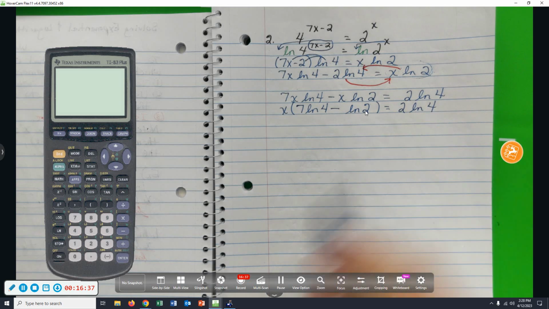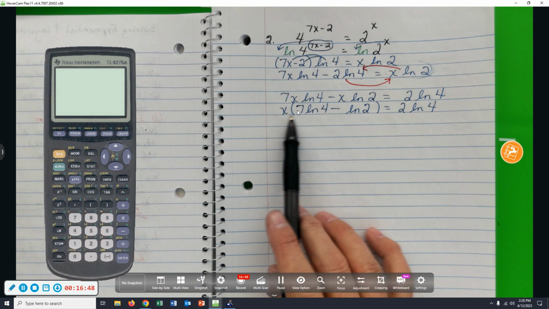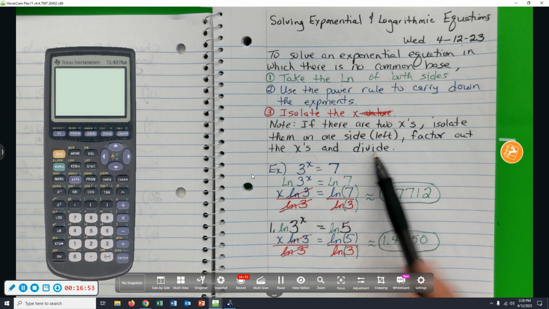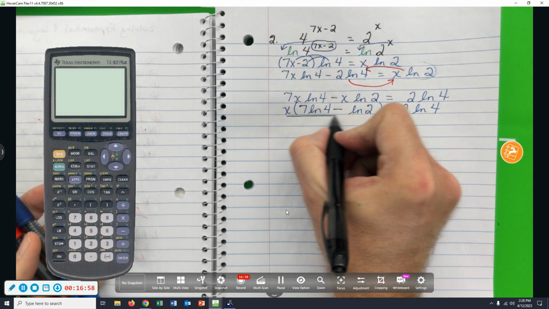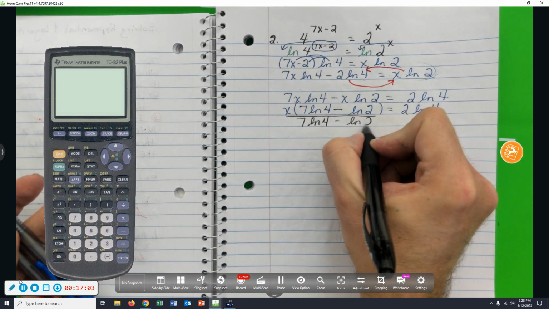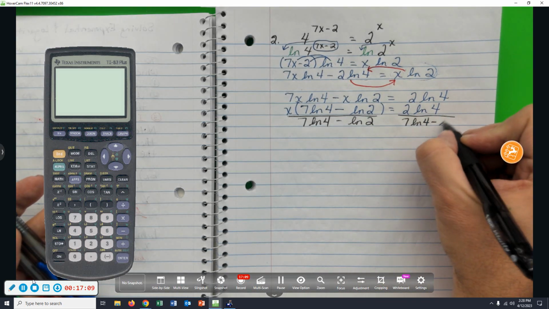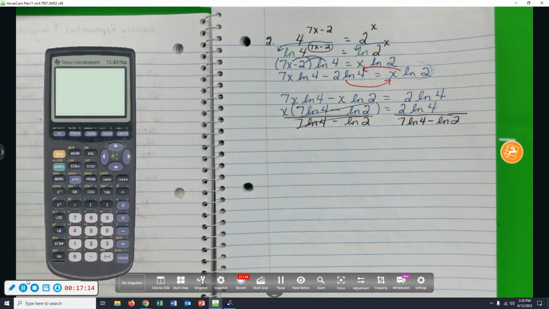That is a messy decimal number. I can punch it into my calculator. It's x times a messy decimal number. But we know what to do to get rid of a messy decimal number multiplied by x. What's going to undo that multiplication? Divide. And the coefficient of x is 7 ln 4 minus ln 2. So I'm dividing both sides by 7 ln 4 minus ln 2. And that gets the x completely isolated.